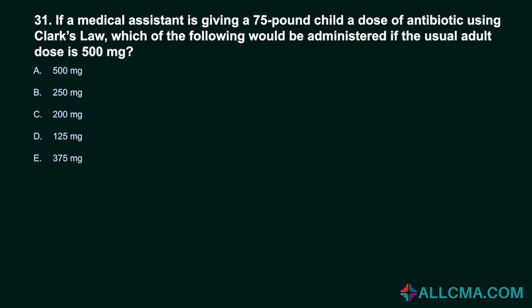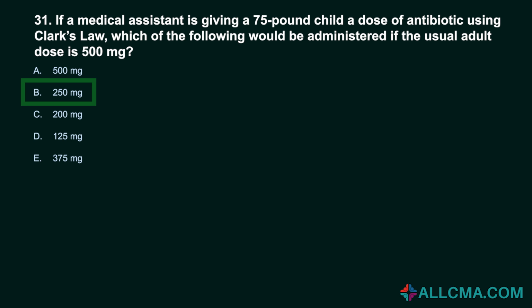31. If a medical assistant is giving a 75-pound child a dose of antibiotic using Clark's law, which of the following would be administered if the usual adult dose is 500 mg? A. 500 mg. B. 250 mg. C. 200 mg. D. 125 mg. E. 375 mg. Correct answer, B.